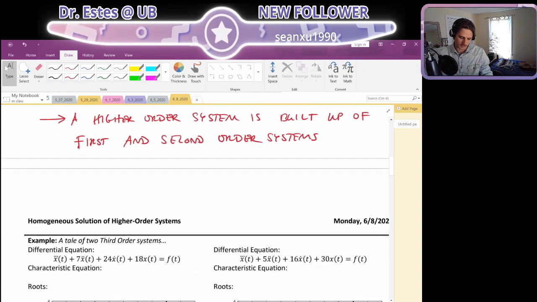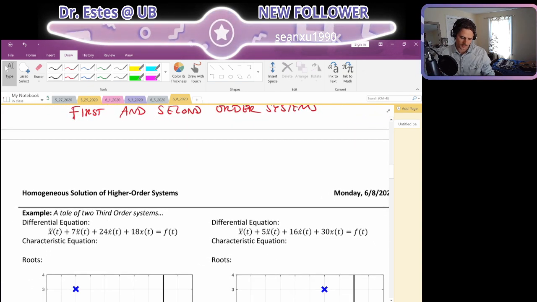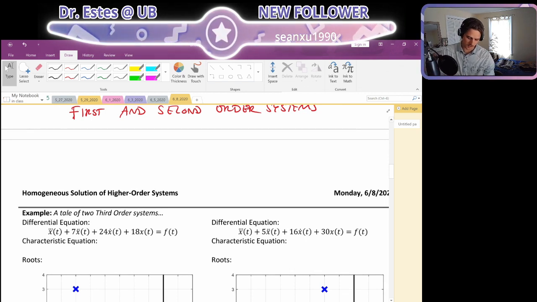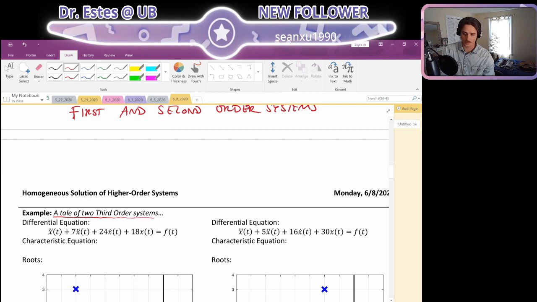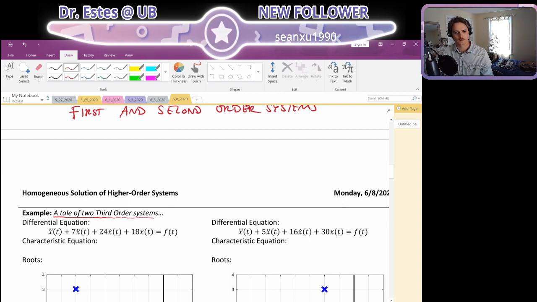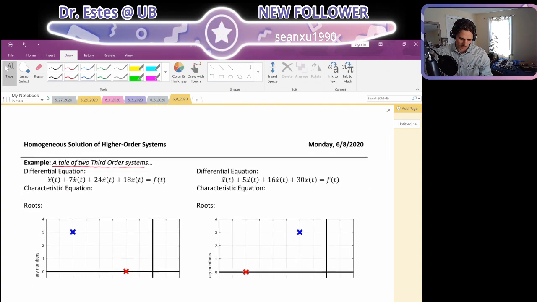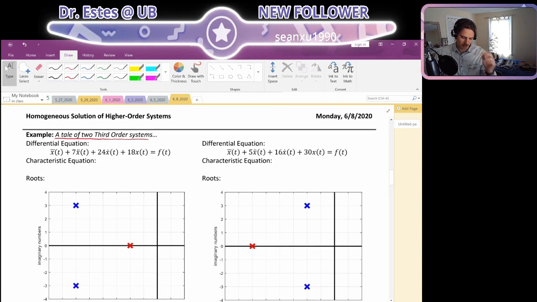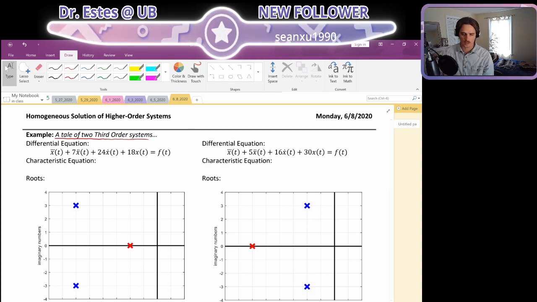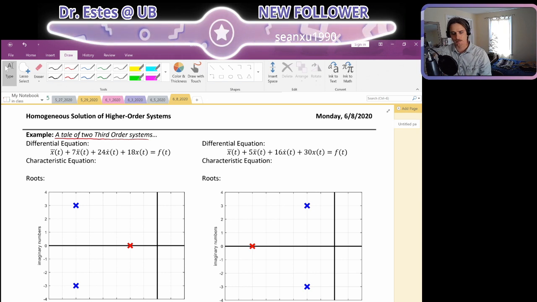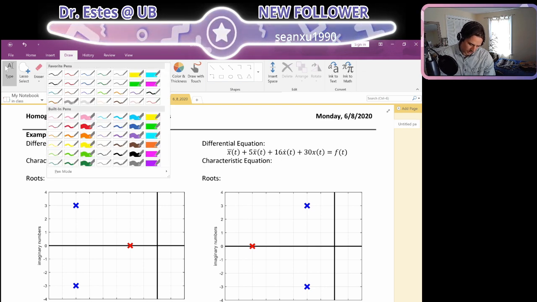But we're going to start today with two third order systems. A tale of two third order systems. One's going to be on the left and one is going to be on the right. And we're going to analyze these in parallel because I want to point out a couple things. But let's start with this one on the left.